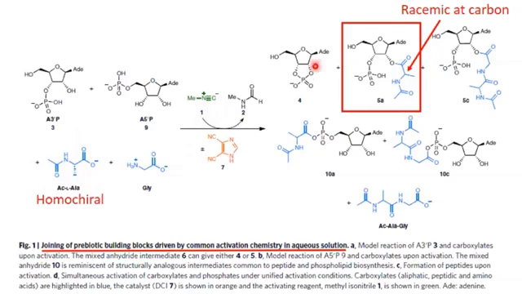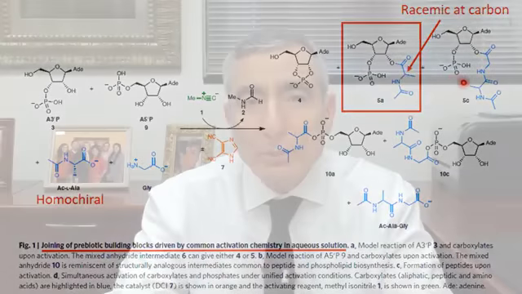So here's the product that he goes to. Here's the joining of prebiotic building blocks driven by common activation. So he's joining these. Now if you look at what he joined, look at this. He goes from homochiral at that center. During the reaction, it all went racemic. Oh, what a shame. What a shame. He bought the homochiral building block, and it racemized. The stereocenter got all racemized.